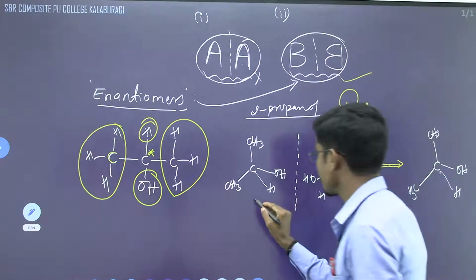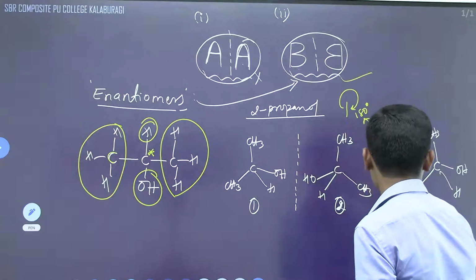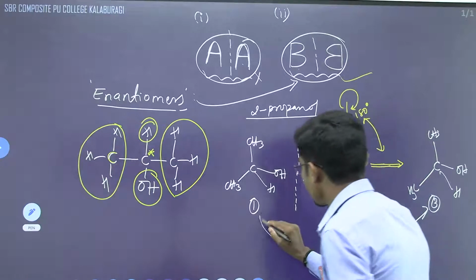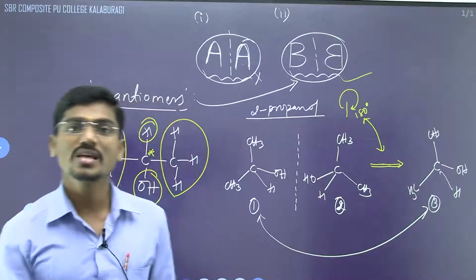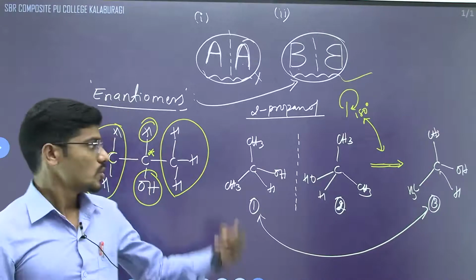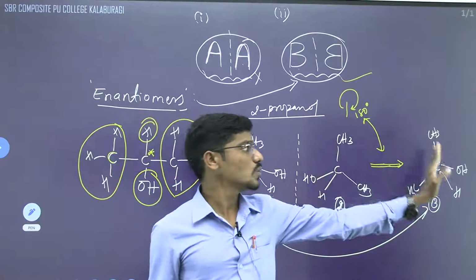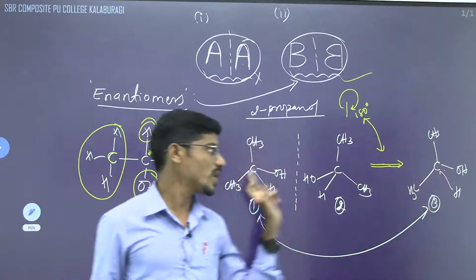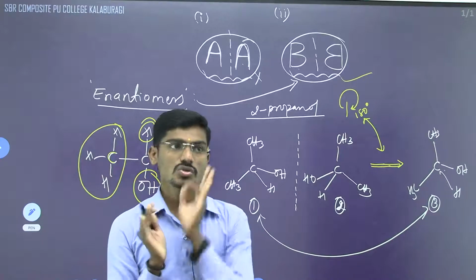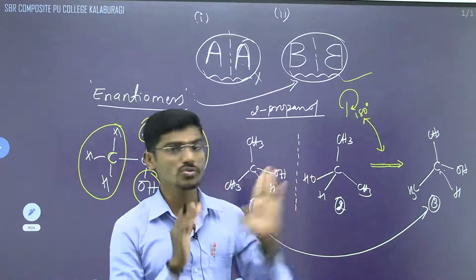Now you can check structure number 1 and structure number 3. It is the second one and this is the third one. Structures 1 and 3 are mirror images, but they are superimposable on their mirror images. So this is the mirror image of 1, but when it is rotated through 180 degrees, these two structures 1 and 3 are exactly superimposable. Therefore it is an optically inactive compound.